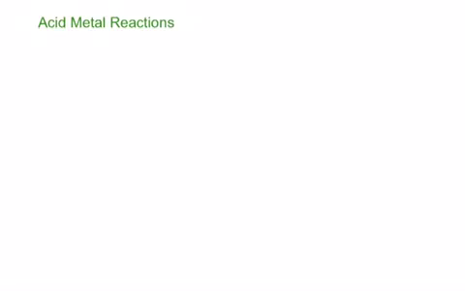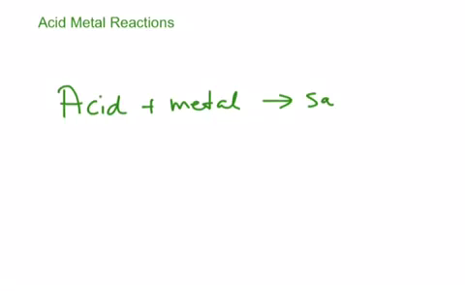In this tutorial, we'll look at acid-metal reactions. And as the name suggests, an acid-metal reaction involves taking an acid, reacting it with a particular metal to make a salt plus hydrogen gas. And this is the general equation for any acid and metal reaction.